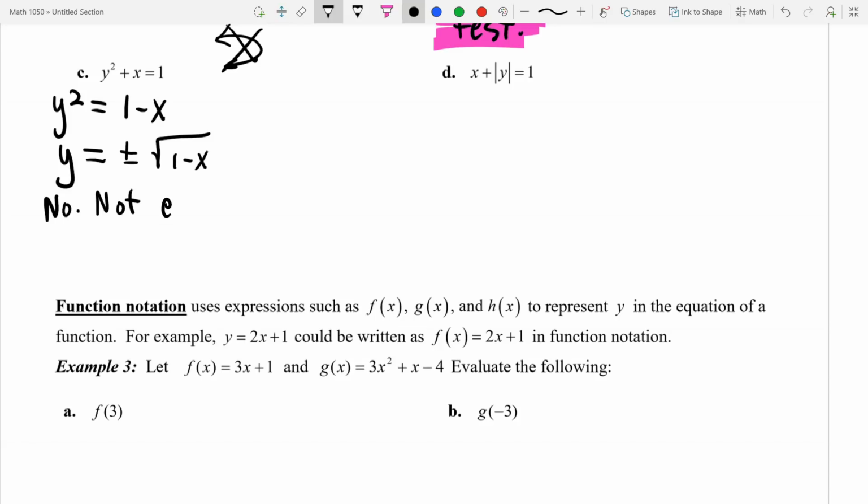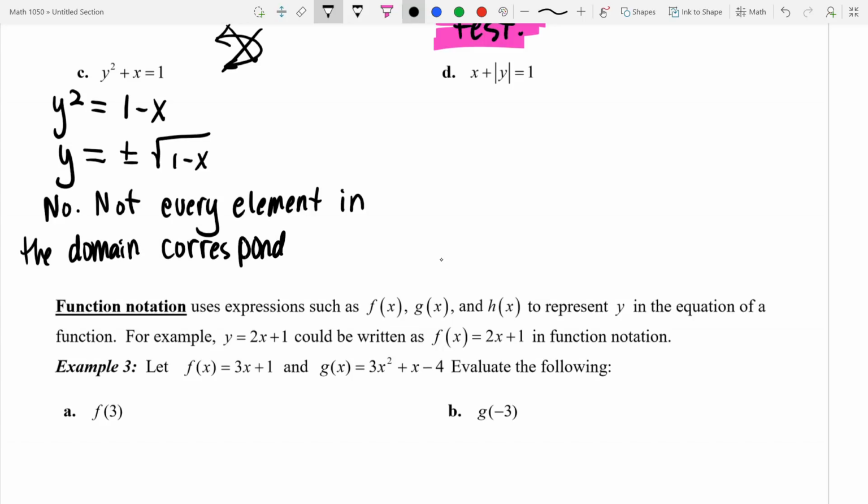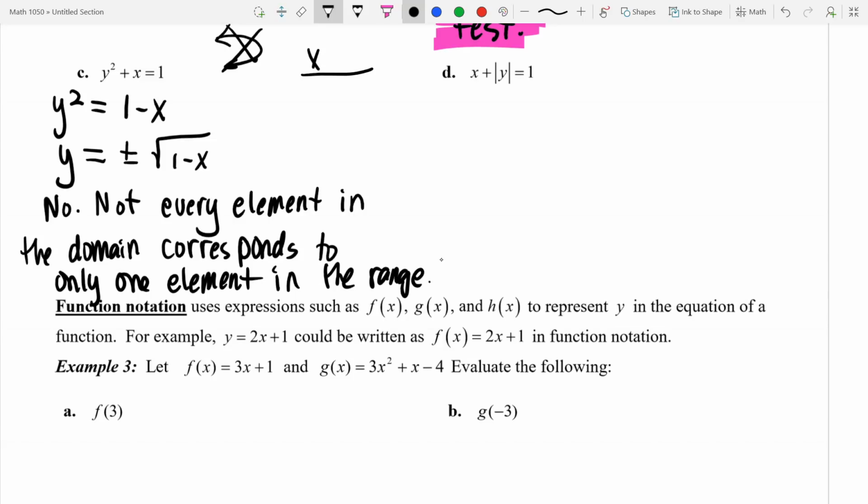Not every element in the domain corresponds to, that just means goes to, I guess, only one element in the range. And you might be like, what in the world is she talking about? So let me show you.